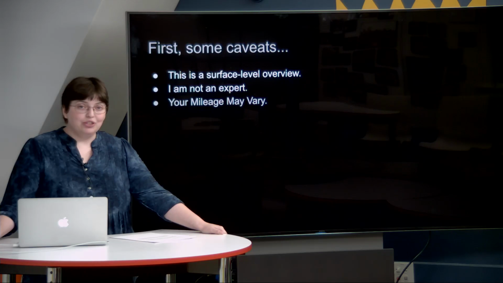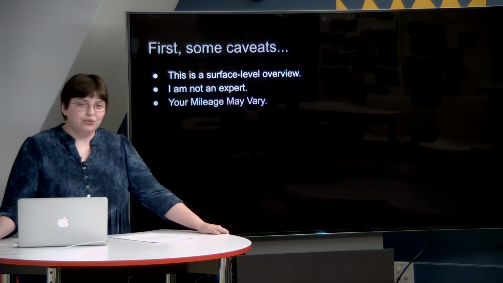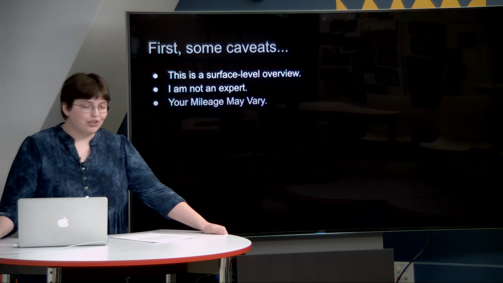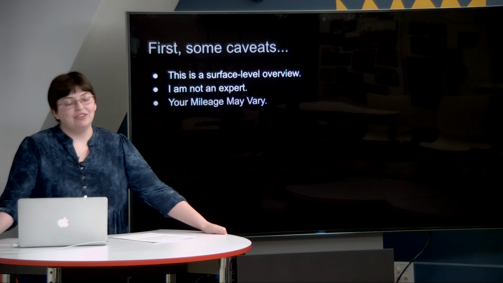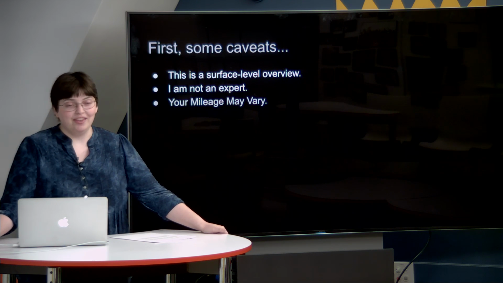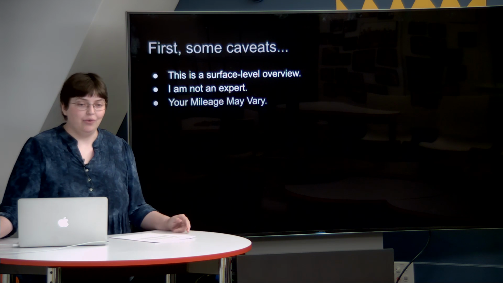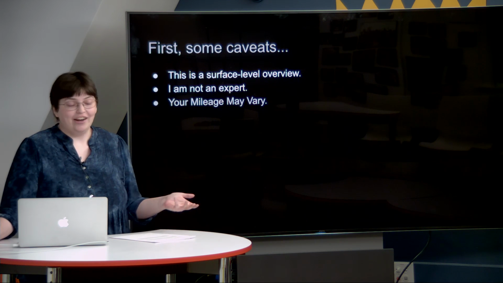The last caveat is that your mileage may vary. One of the most important parts of choosing a process for collaboration is striking a good balance between what I'll call process overhead, which is the amount of time and energy your team spends doing things like writing documentation, planning what you're going to do, anything that's not actual coding.